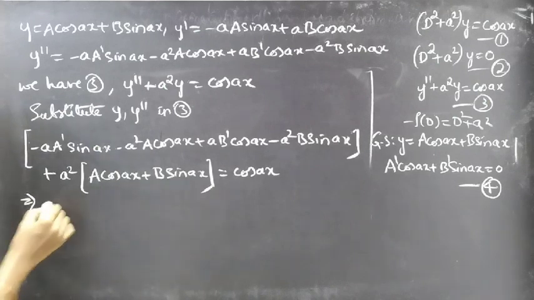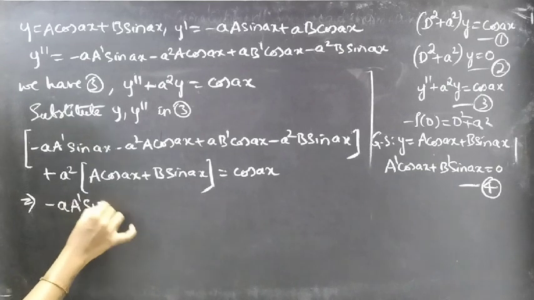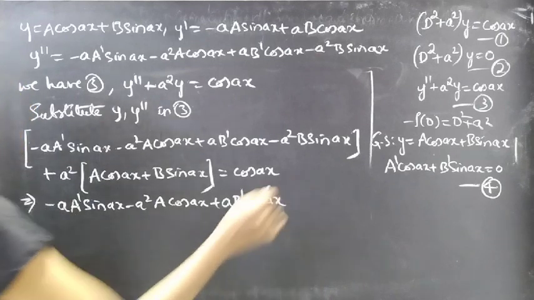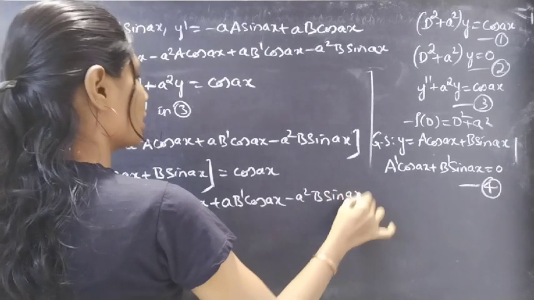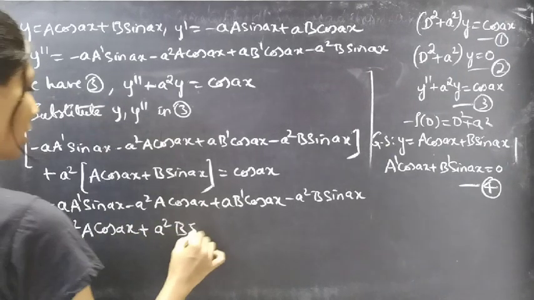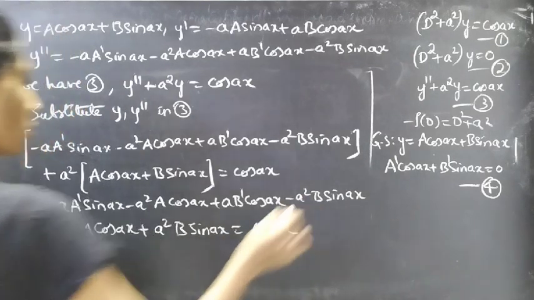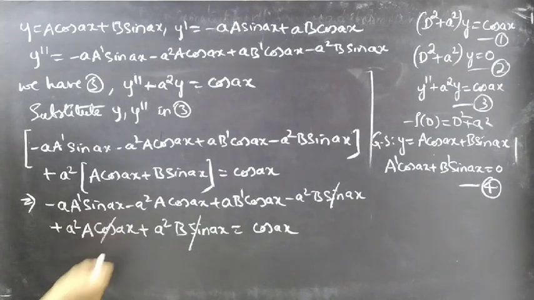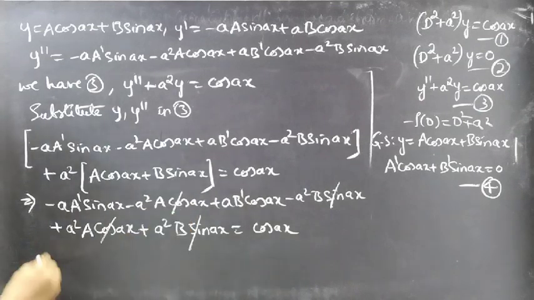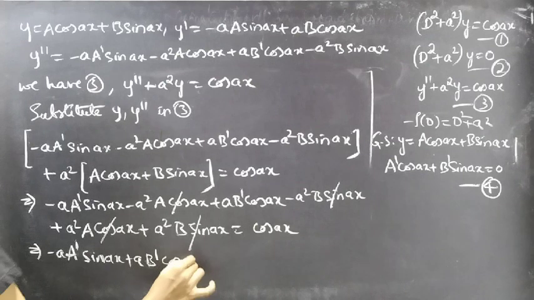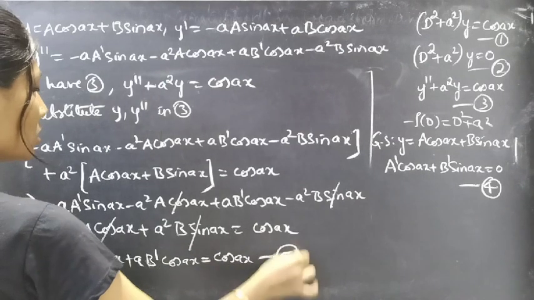Then we get minus a A dash sin ax minus a square A cos ax plus a B dash cos ax minus a square B sin ax plus a square A cos ax plus a square B sin ax equal to cos ax. So here plus a square B sin ax and minus a square B sin ax cancel, and plus a square A cos ax and minus a square A cos ax cancel, and we'll get minus a A dash sin ax plus a B dash cos ax equal to cos ax, which is equation 5.